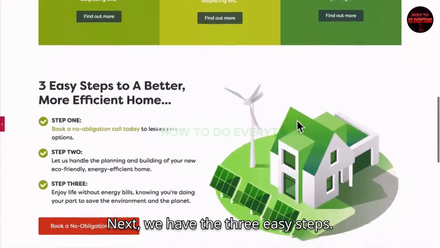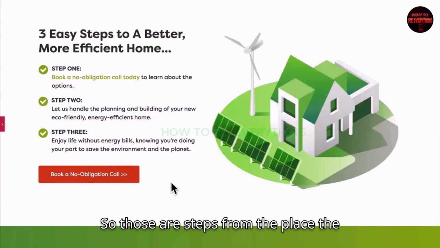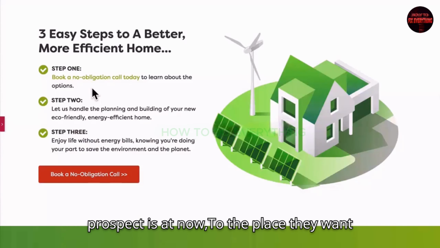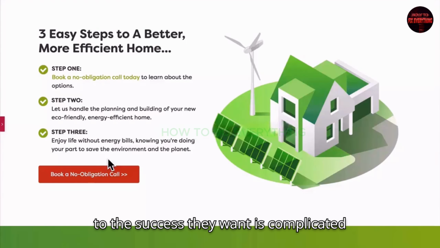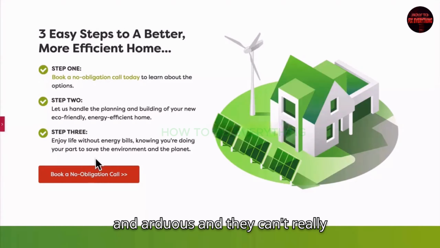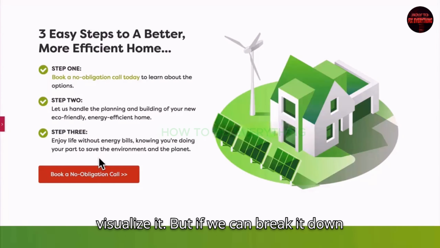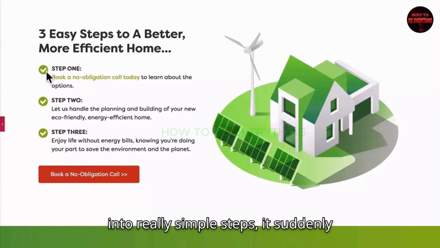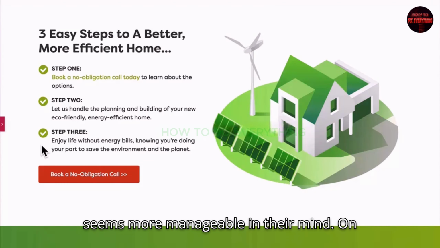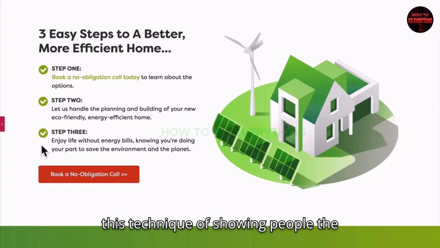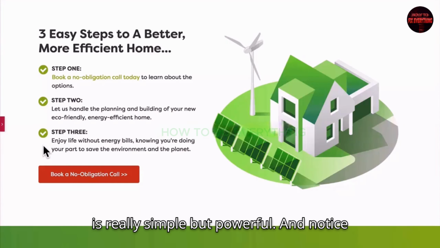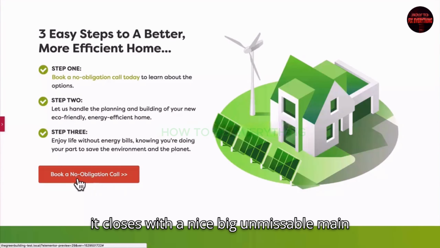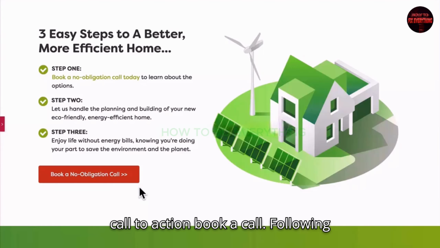Next, we have the 3 easy steps. So those are steps from the place the prospect is at now to the place they want to be. People tend to think that the path to the success they want is complicated and arduous and they can't really visualize it. But if we can break it down into really simple steps, it suddenly seems more manageable in their mind. Now this technique of showing people the simple stepping stones, 1, 2, 3, is really simple but powerful. And notice it closes with a nice big unmissable main call to action, book a call.